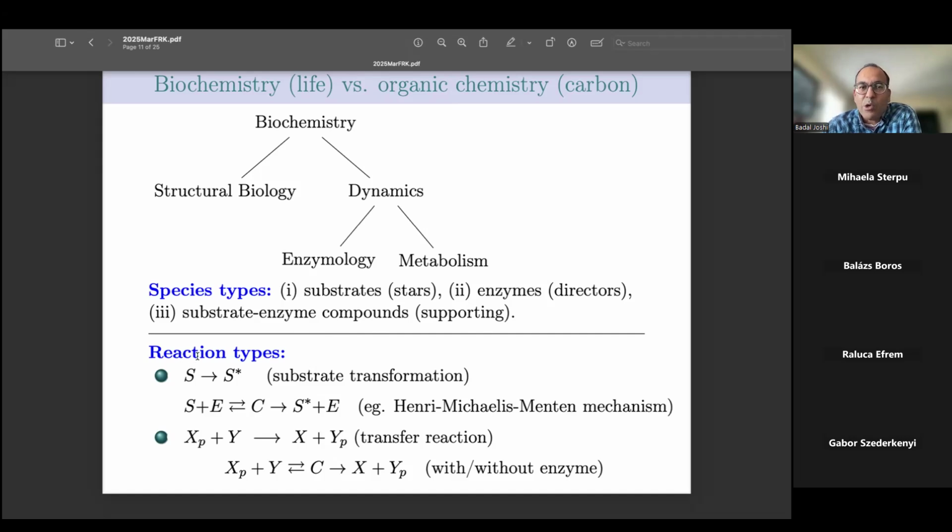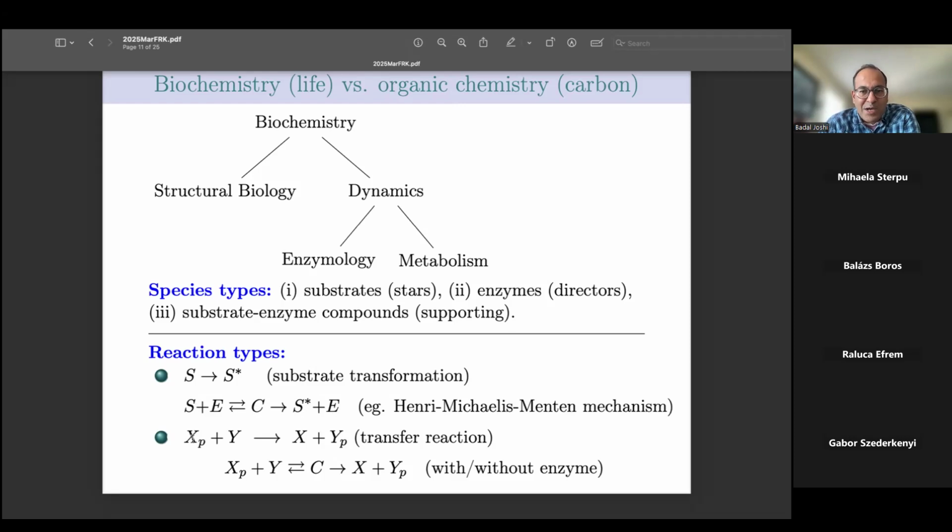The reactions also have types. The most common type is substrate transformation, where one substrate S turns into another substrate S star. A very common mechanism for this is the Henry-Michaelis-Menten mechanism. I'm sure people have seen this, where a substrate and enzyme combine reversibly to form a complex C, and then that complex can dissociate and go back to the original substrate or produce a new substrate S star. This is called the Michaelis-Menten mechanism or the Henry-Michaelis-Menten mechanism.